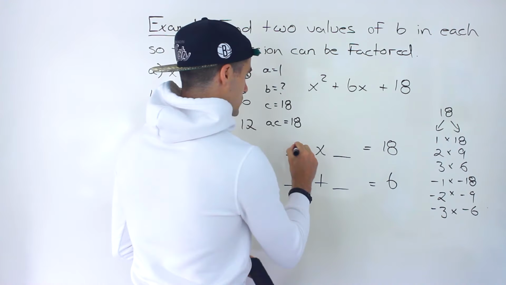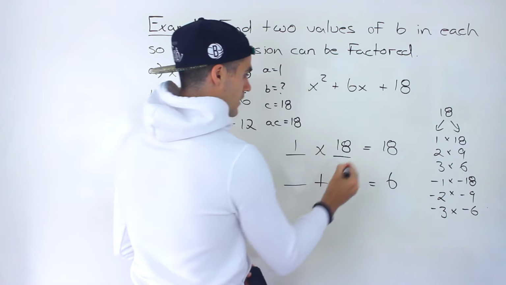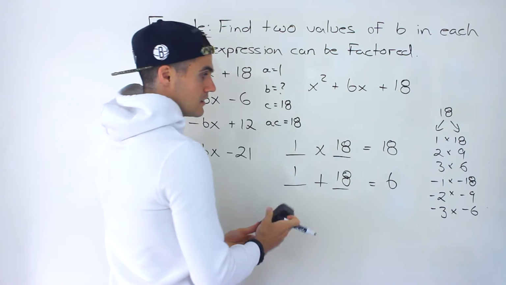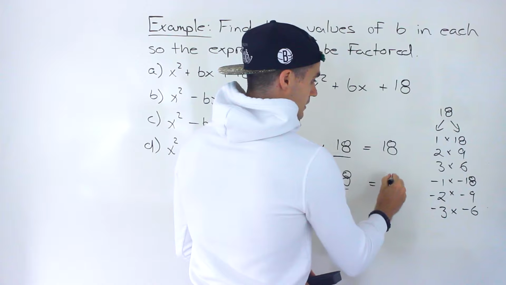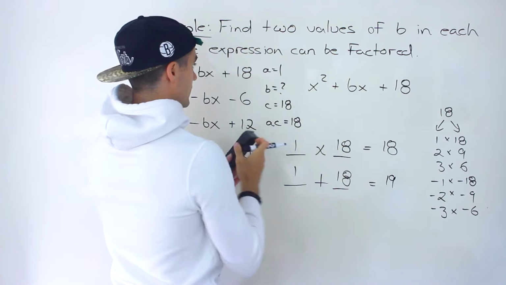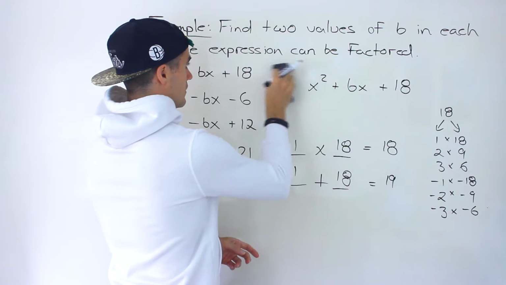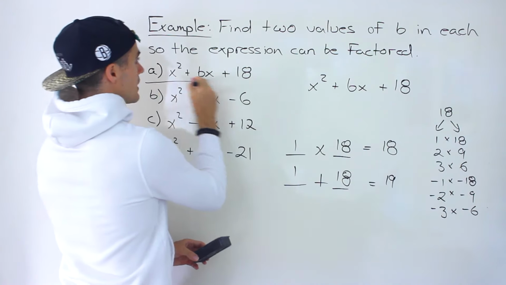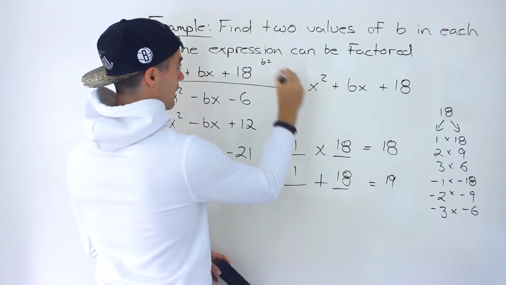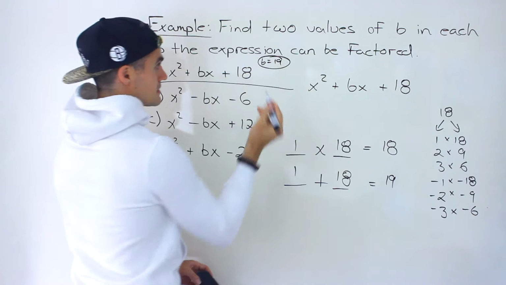So let's say we go with the first one. We've got positive 1 and 18. So what's 1 plus 18? Well, it's going to be 19. So that's a b value. Let me erase this here, and then I'll write these as we go on. So a potential b value is 19.